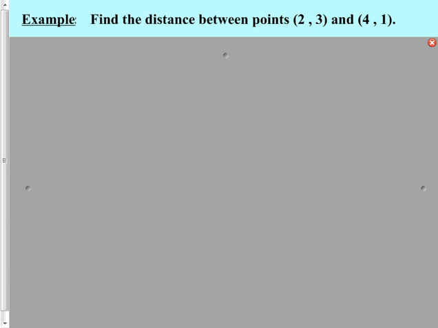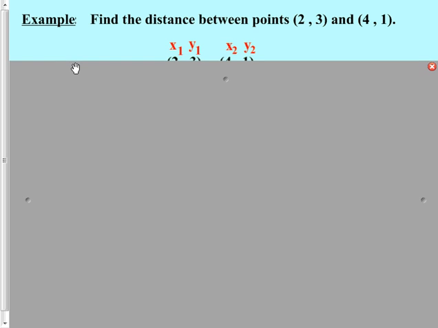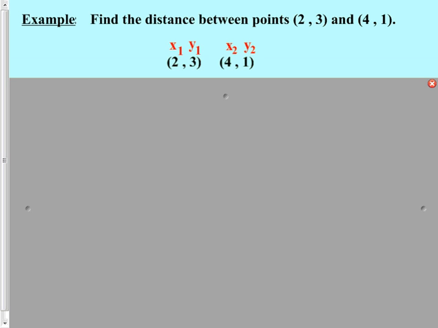Now, we're going to follow the same procedures. What was the first thing we did with the midpoint problems? We're going to do the exact same thing with the distance. We are going to take our 2 points and we are going to label them x1, y1, and x2, y2.